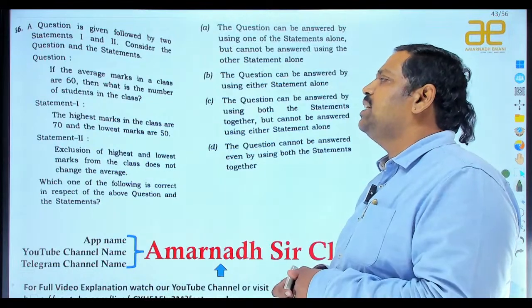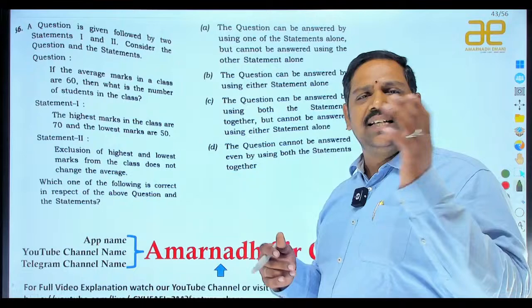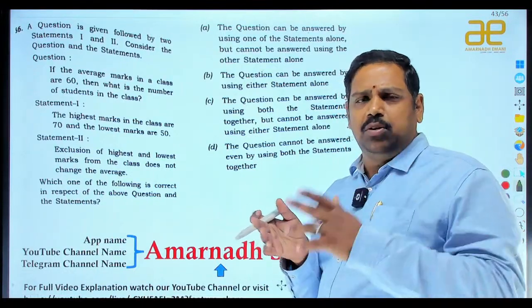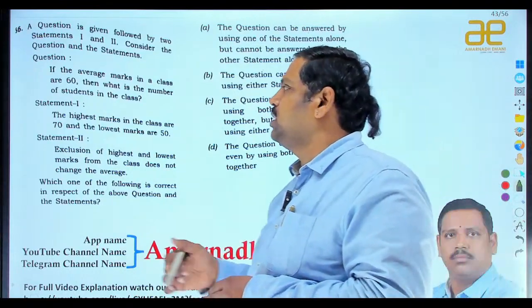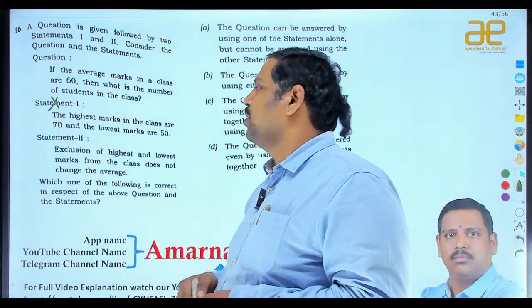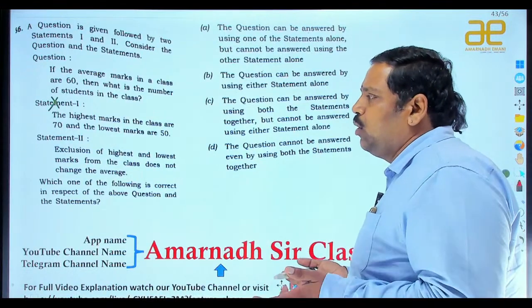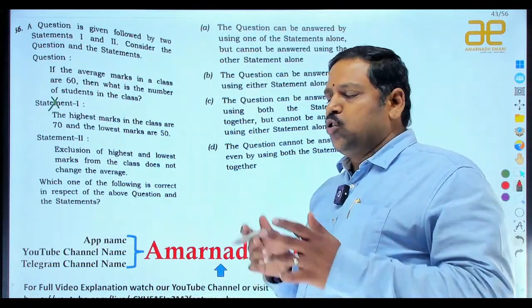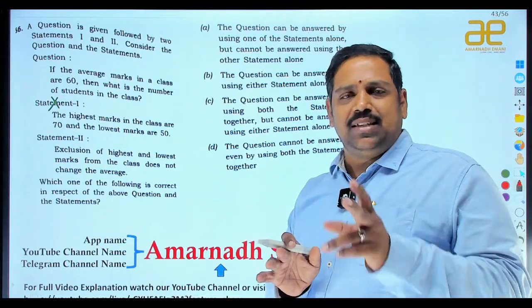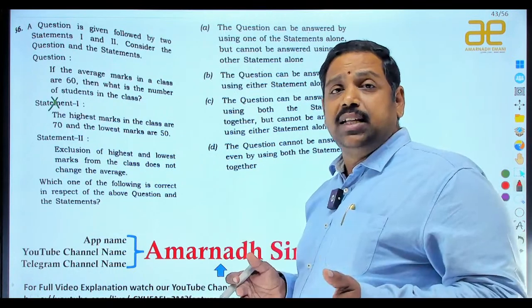Statement 1: the highest marks in the class are 70 and the lowest marks are 50. If the highest is 70 and lowest is 50, are you able to say that there are 10 members, or 20 members? No. So that's why this is not a possibility. Leave it. Statement 2: exclusion of highest and lowest marks from the class does not change the average. Okay, 2 members left, the average not changed, means those 2 members' average is also equal to the class average. That's it. But you are unable to say how many students are there in the class.